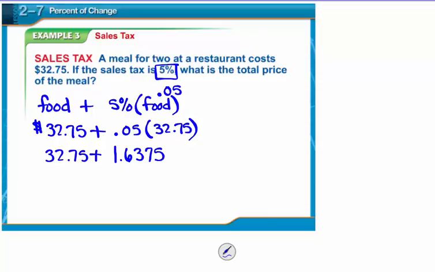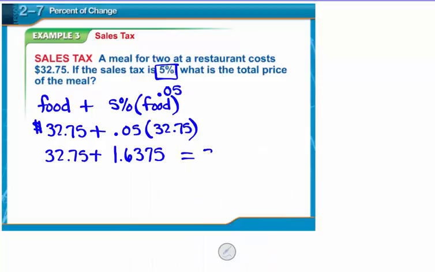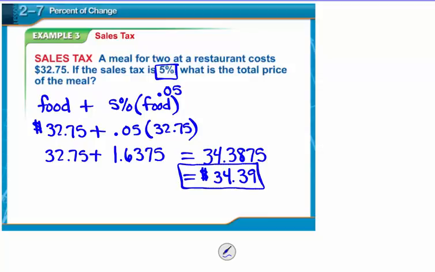So $32.75 plus 1.6375 is, pull my calculator back up, 34.3875. We are talking about money. $34.39. All right, I want to show you something.